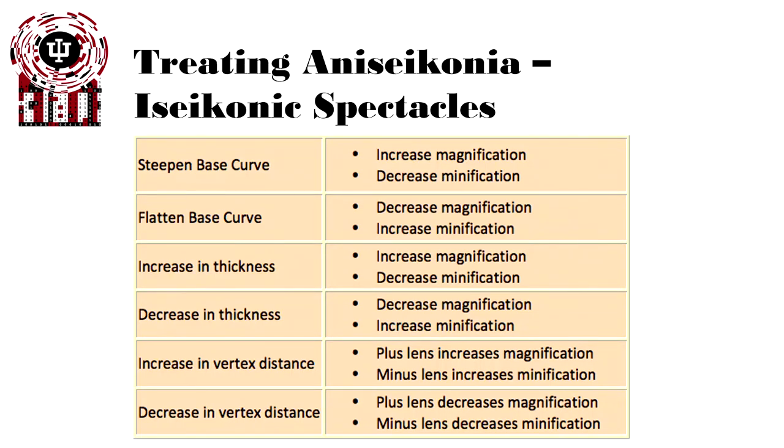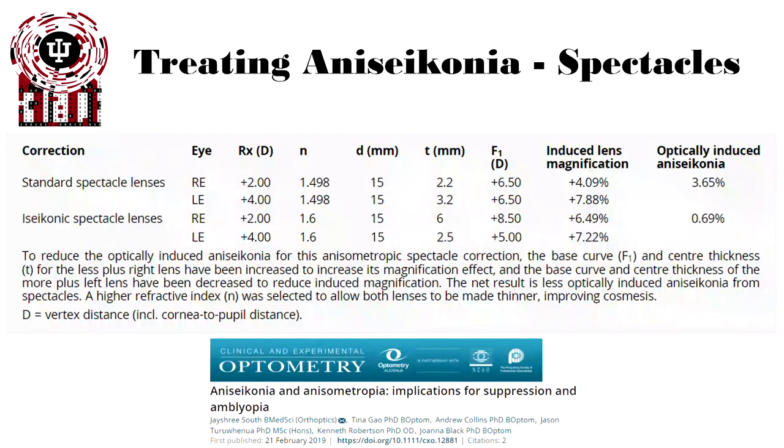Ultimately, if contact lenses don't remove any of the aniseikonia or anisometropia, the next treatment method is through iseikonic spectacles, or modifying the spectacle to correct the magnification differences. And that can be done in various methods with this table here, where you may need to alter individual components of their glasses prescription to minimize the difference between the two eyes.